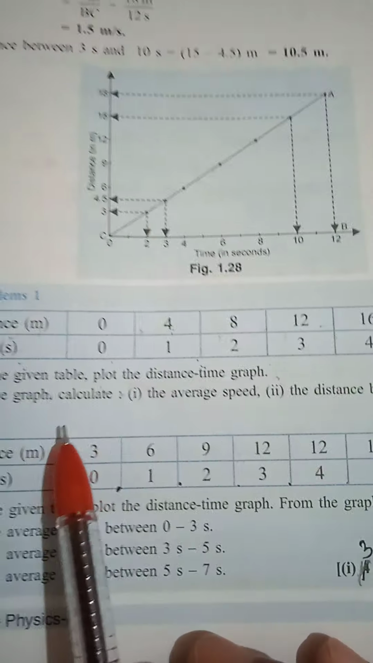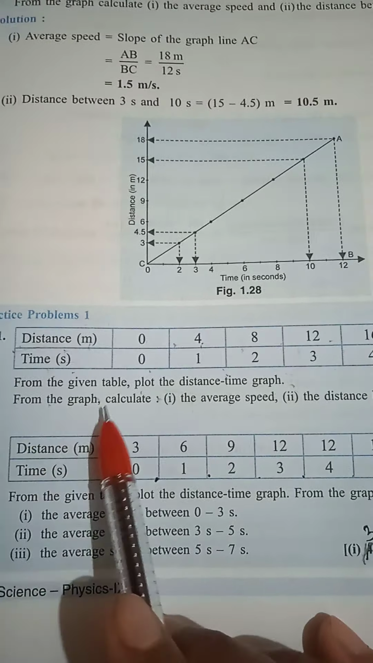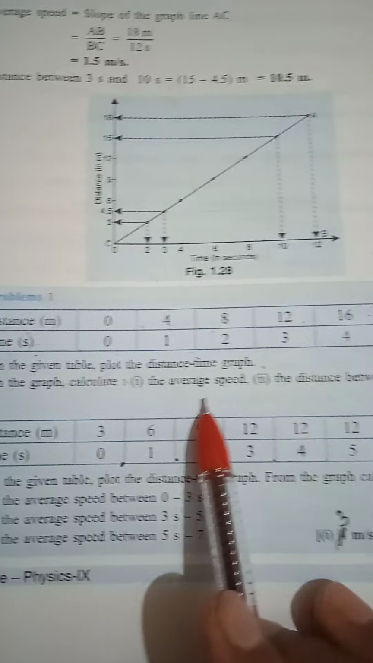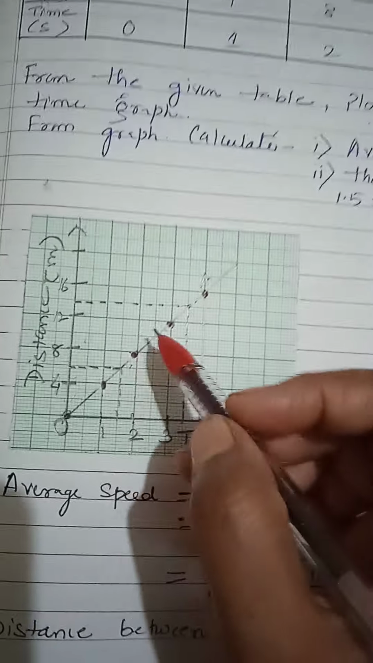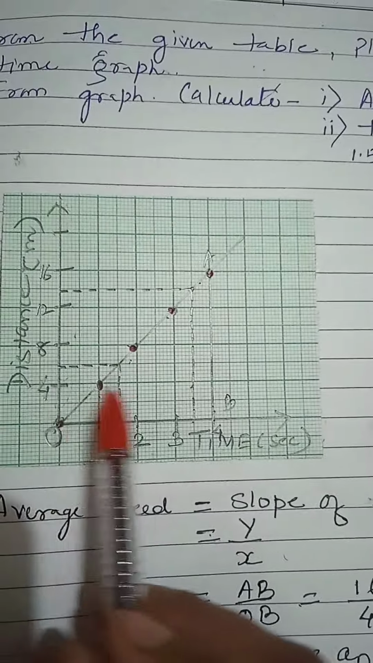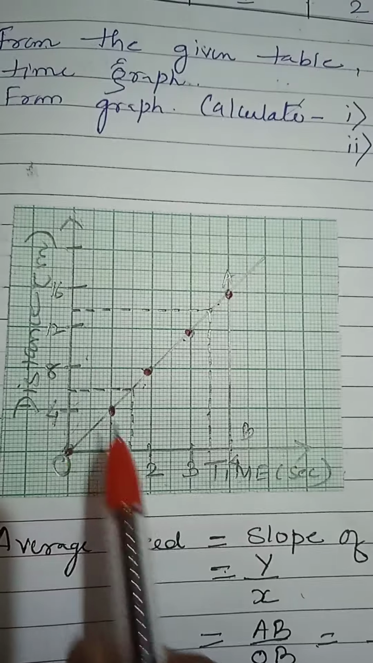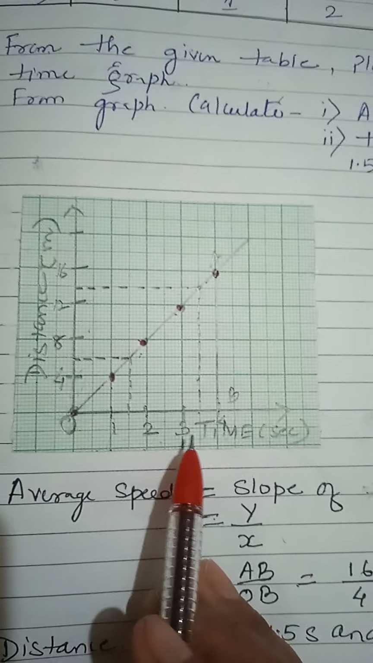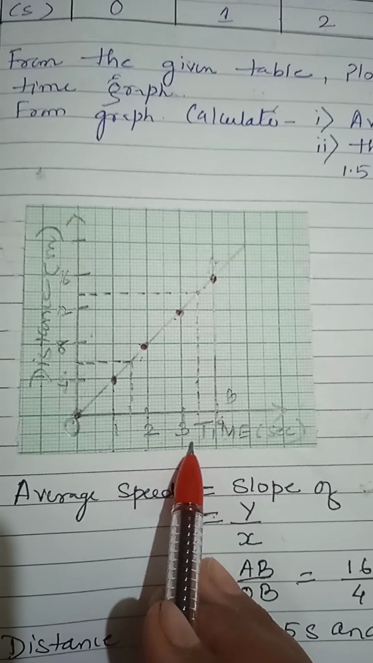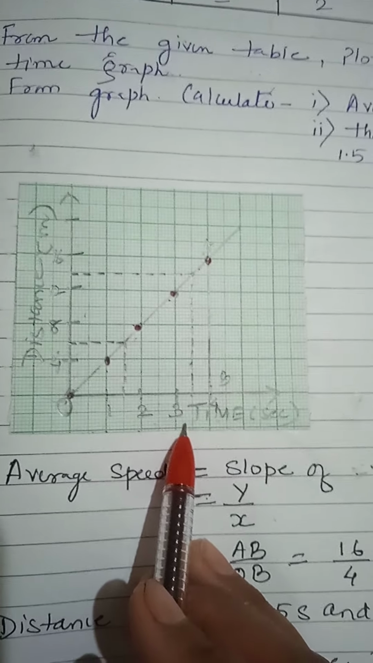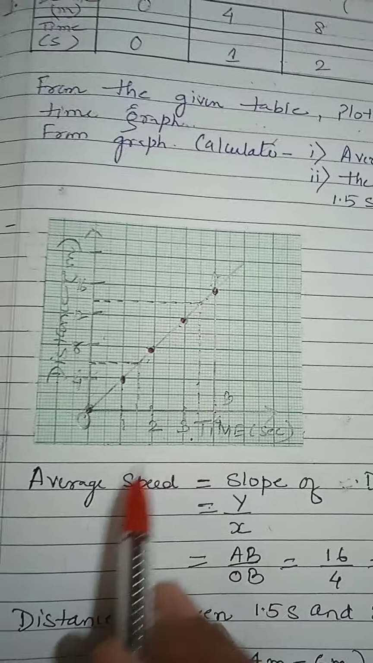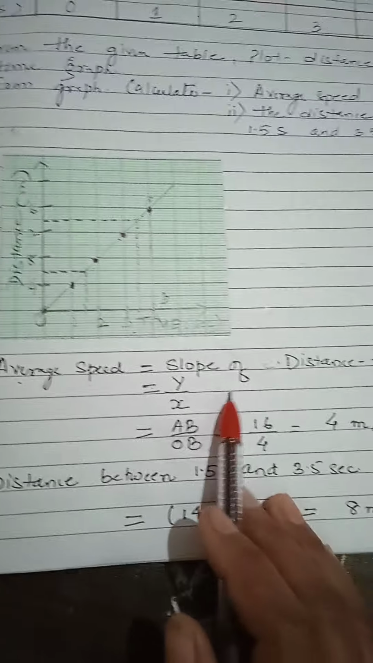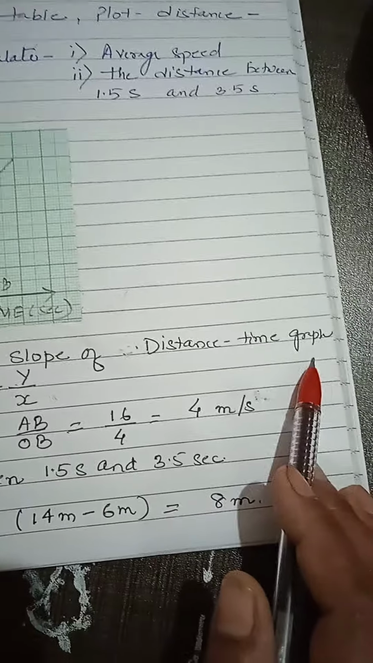Now what is the second part? From the given graph, calculate the average speed. Average speed you can find with the help of slope. Already I explained in my previous video that slope of distance time graph always gives us speed or velocity. So average speed is equal to slope of distance time graph.